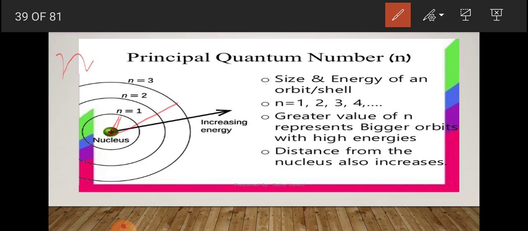Theoretically, principal quantum number may have all integral values from 1 to infinity, but values from 1 to 7 have been established in the elements known so far. And the maximum number of electrons in the given principal energy level is equal to 2n square. I hope you remember this formula, 2n square, where n can be 1, 2, 3 and so on. So this is your principal quantum number.